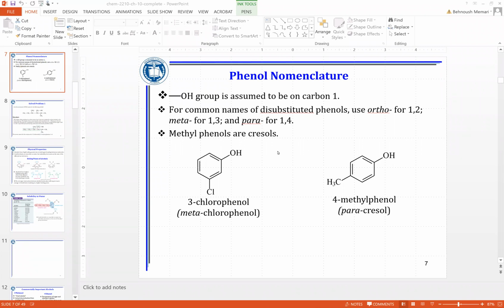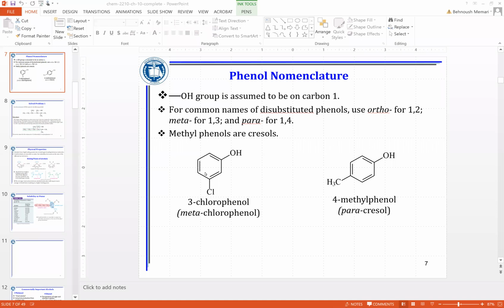We talked about the structure and the hydrogen bonding of alcohol, and due to hydrogen bonding, there is an unusually high boiling point for alcohol compared to alkanes and other hydrocarbons. And we talked about nomenclature. We have an example here for phenol nomenclature, which is aromatic alcohol.